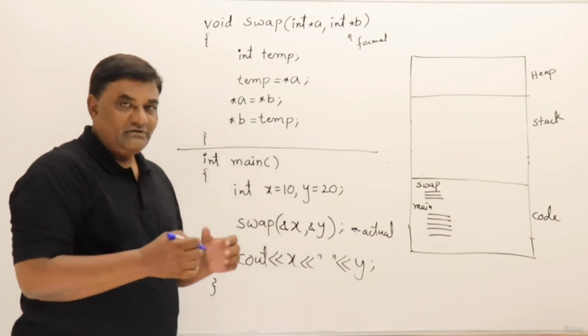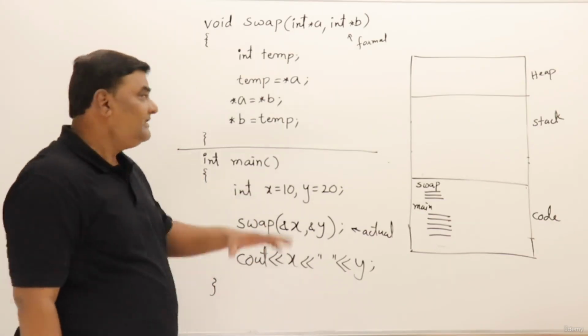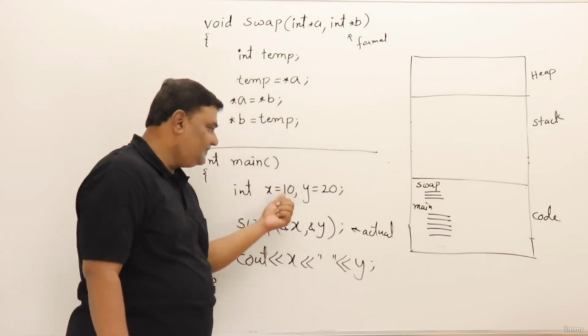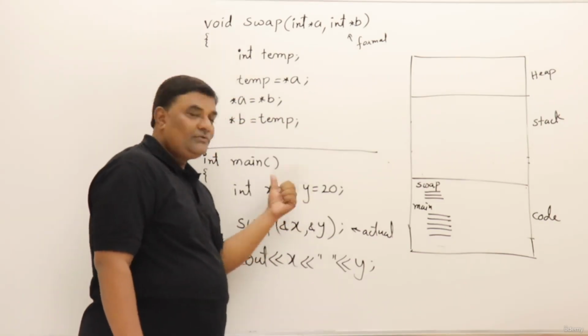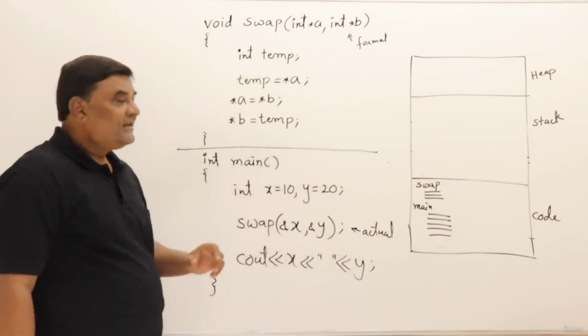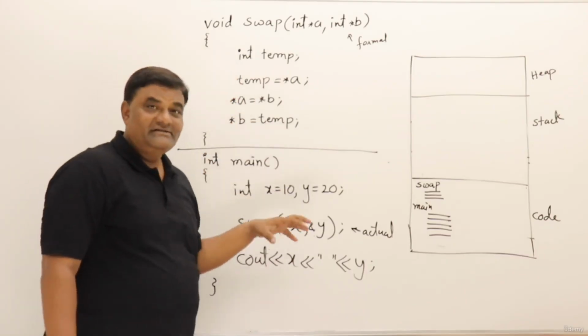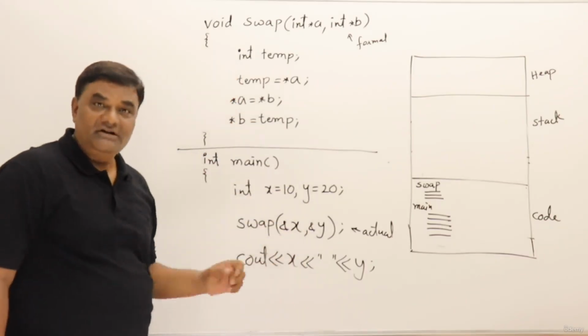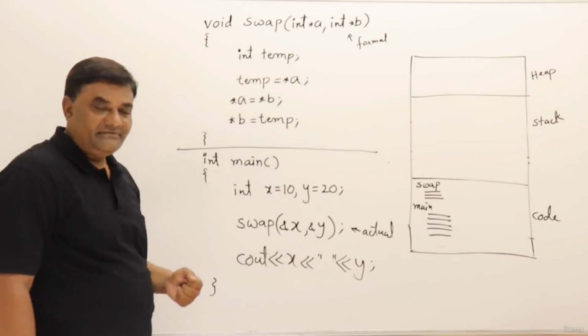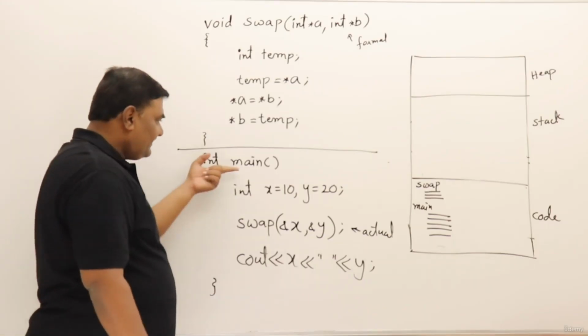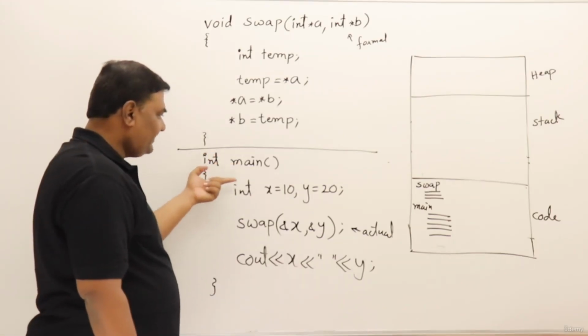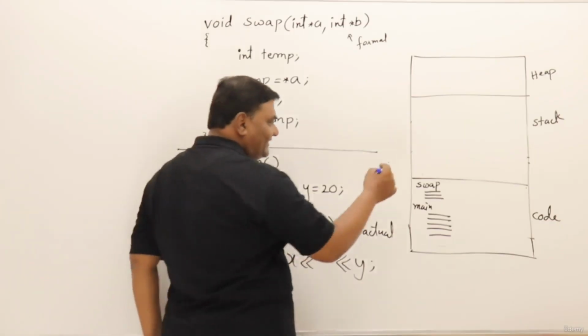Now let us see the working of this program. Now really that swap function will modify the values from 10 20 to 20 10. It will swap them. This swap function can access actual parameters and it can modify them. Let us see the working, how it executes. Let us start main function entry point. So first the variables x and y are created.